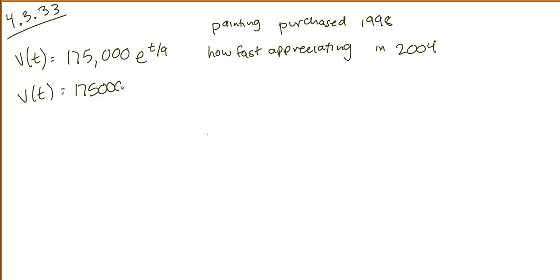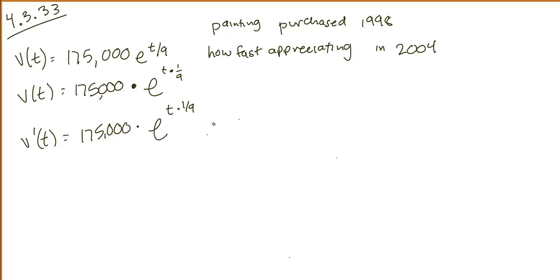So this is 175,000 times e to the t over 9, which I might rewrite as t times 1/9. That might make it a little bit easier. So now for my derivative, the 175,000 is just a constant multiplying it, so we can just ignore that. Now e to the t times 1/9. Whenever we're taking the derivative of e, we keep it exactly the same, so it's still going to be e to the t times 1/9.